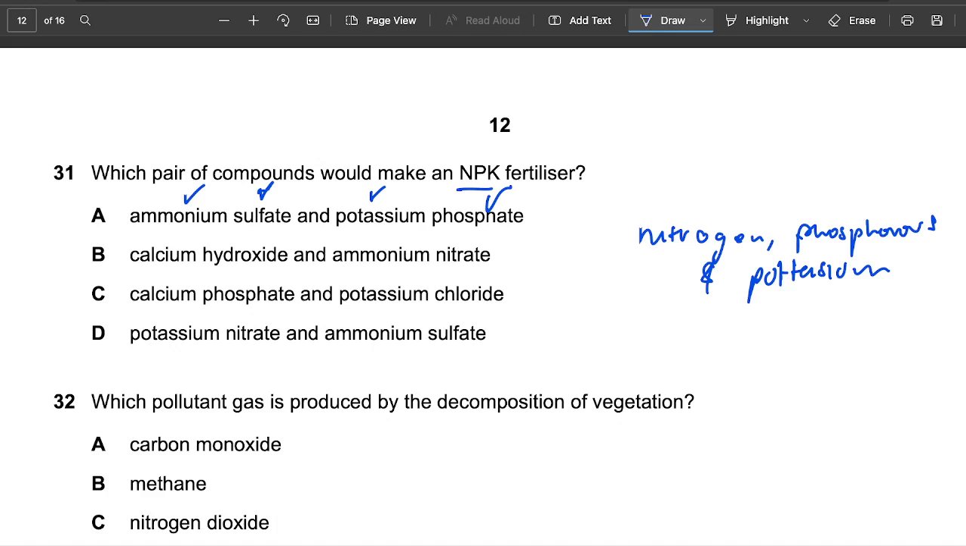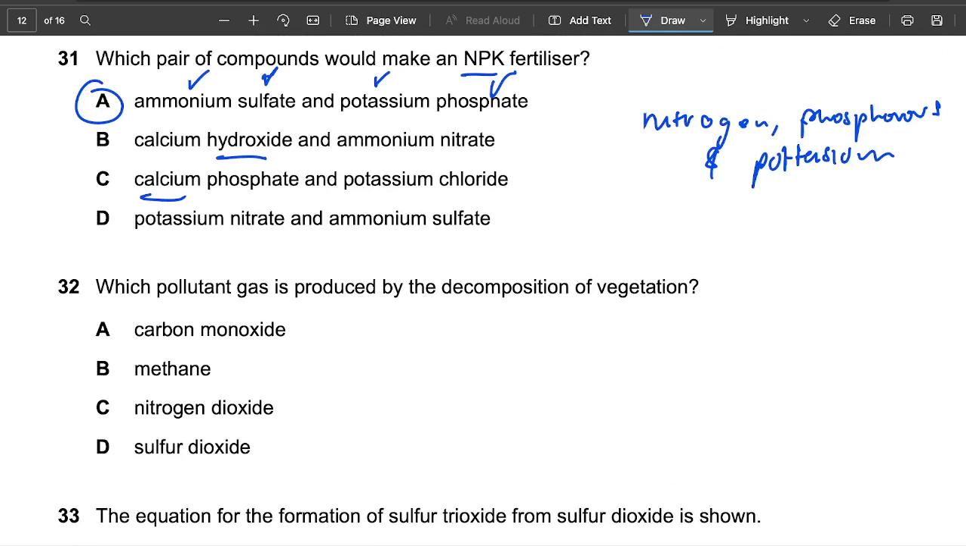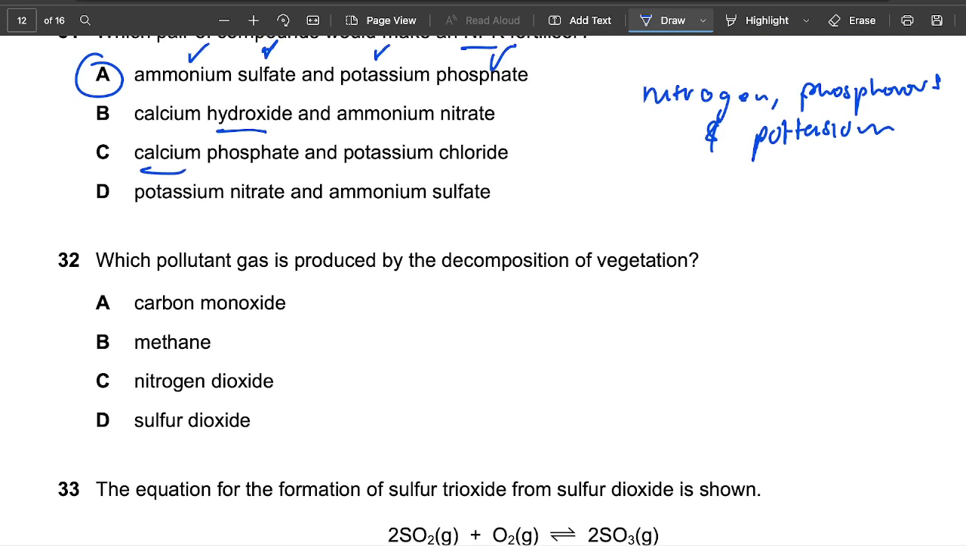31 looks like correct because we don't use hydroxide in this case. We don't use calcium in this case. So yeah, this should be the answer. Okay. For NPK fertilizers, that's all you need to know. Ammonium sulfate, we use it. Potassium phosphate, we use it.